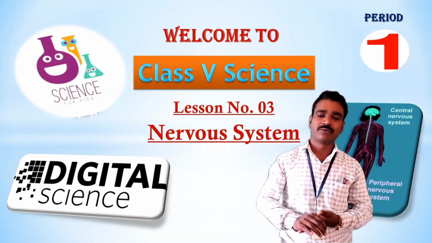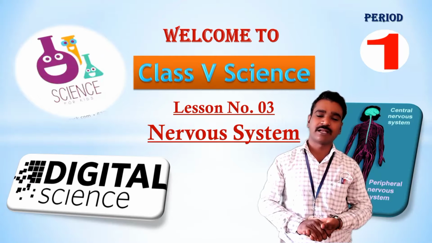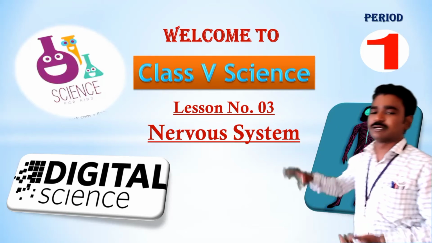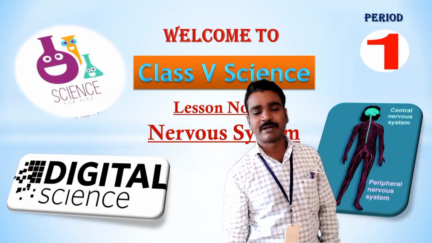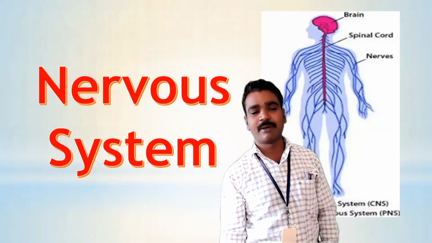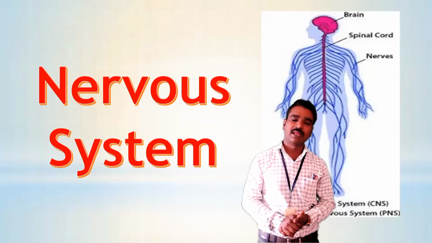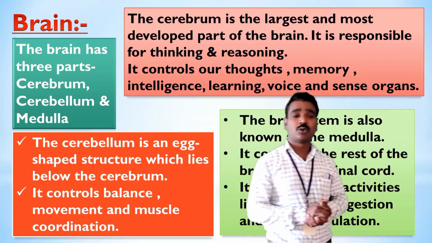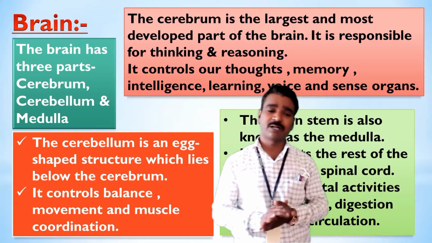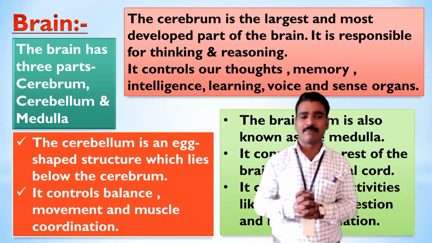The lesson which we are studying from 5th Standard Science is about the human nervous system. My dear students, in the last part of the video, we learned about the brain and the parts of the brain. Let's revise what we learned.